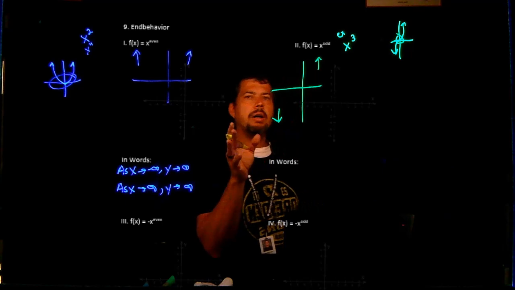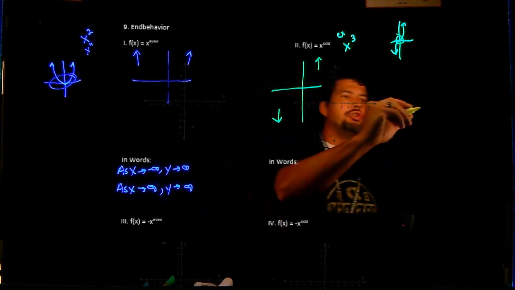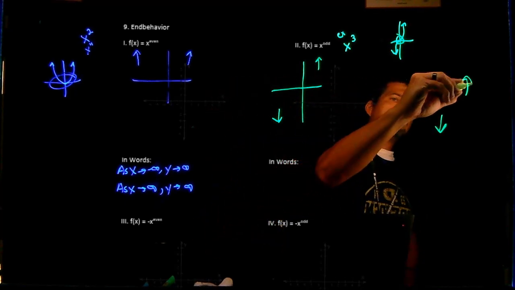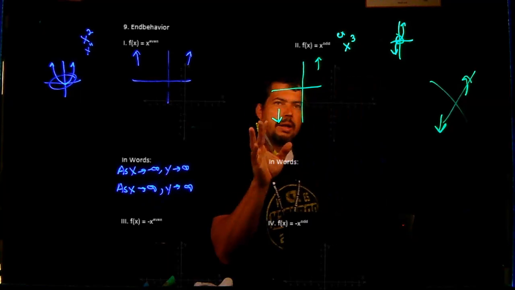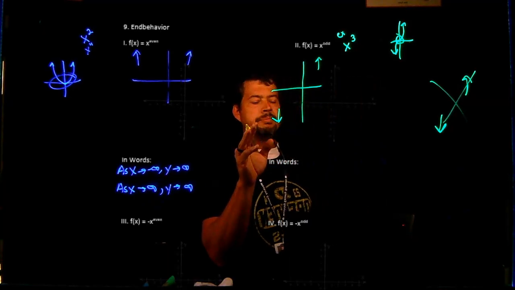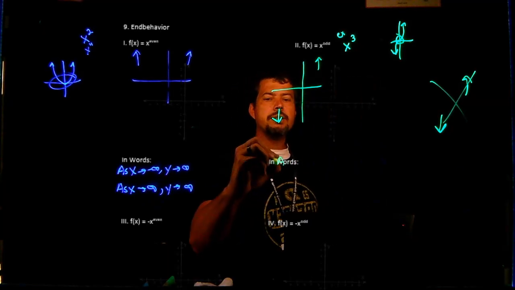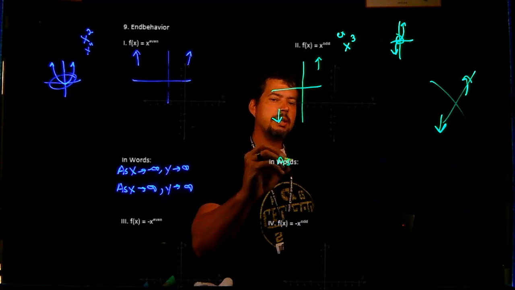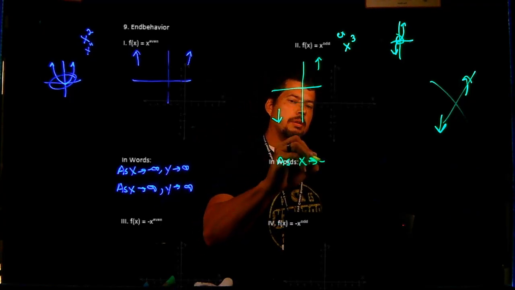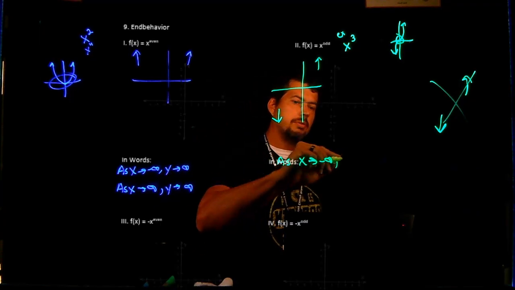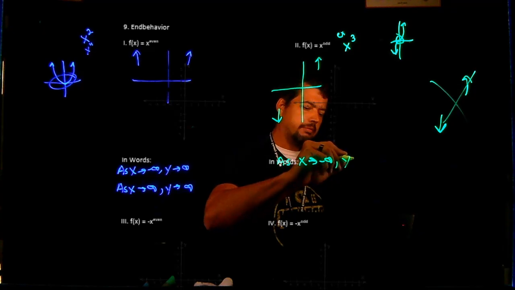Notice I have the xy axis. If you just do this, that's wrong. I want the xy axis. I'm very clear about that. In words, now as we move left towards negative infinity, the graph is falling, so y is also falling to negative infinity.